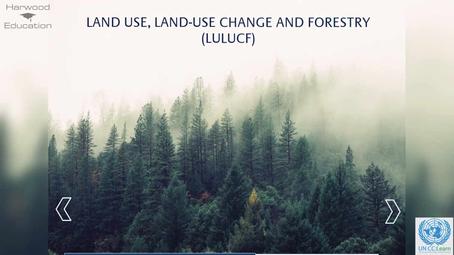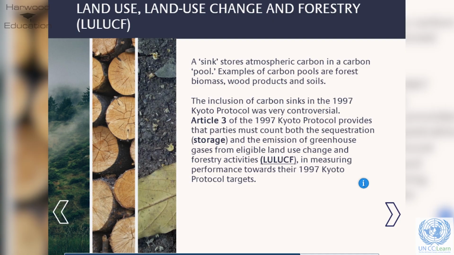Land use change and forestry. A sink stores atmospheric carbon in a carbon pool. Examples of carbon pools are forest biomass, wood products, and soils. The inclusion of carbon sinks in the 1997 Kyoto Protocol was very controversial.